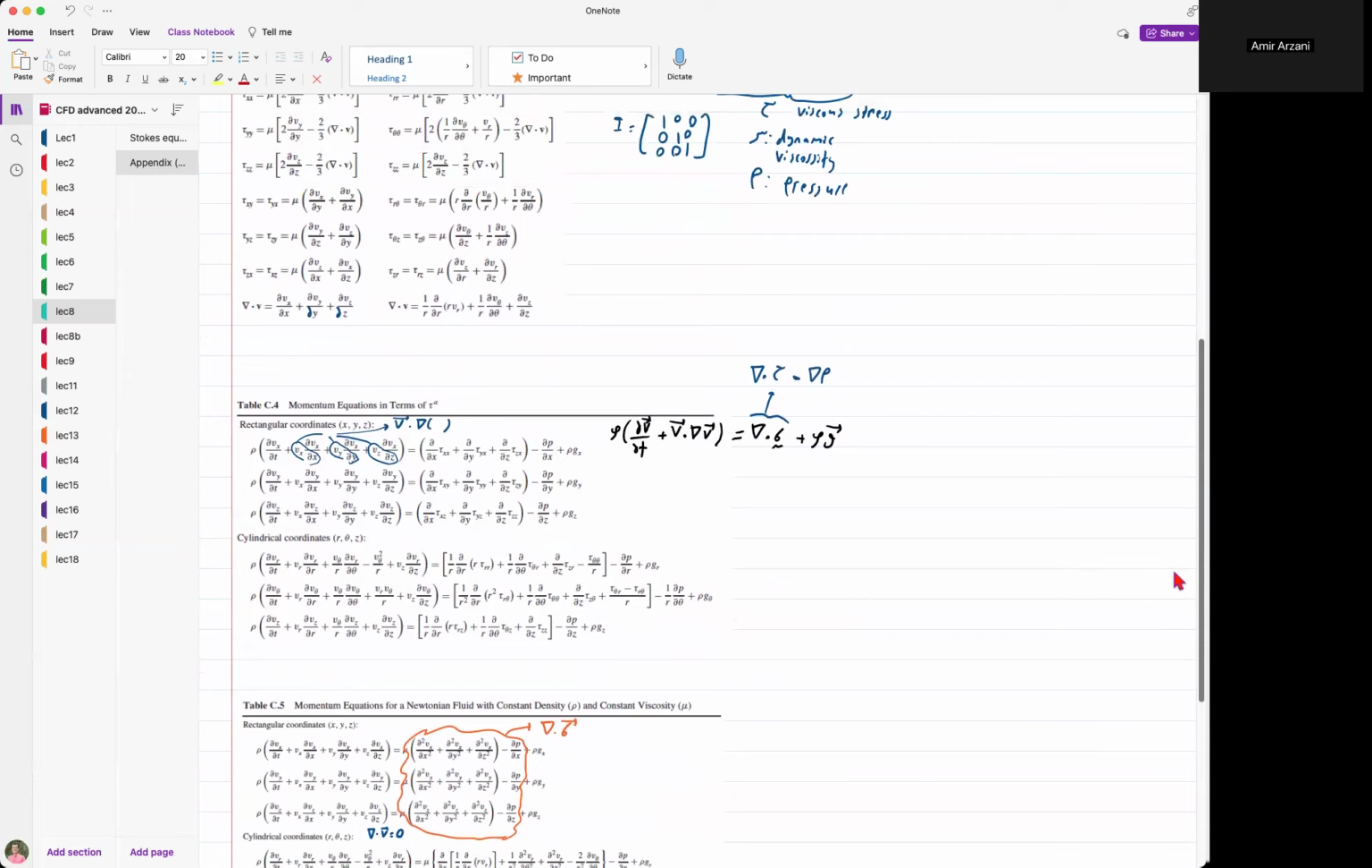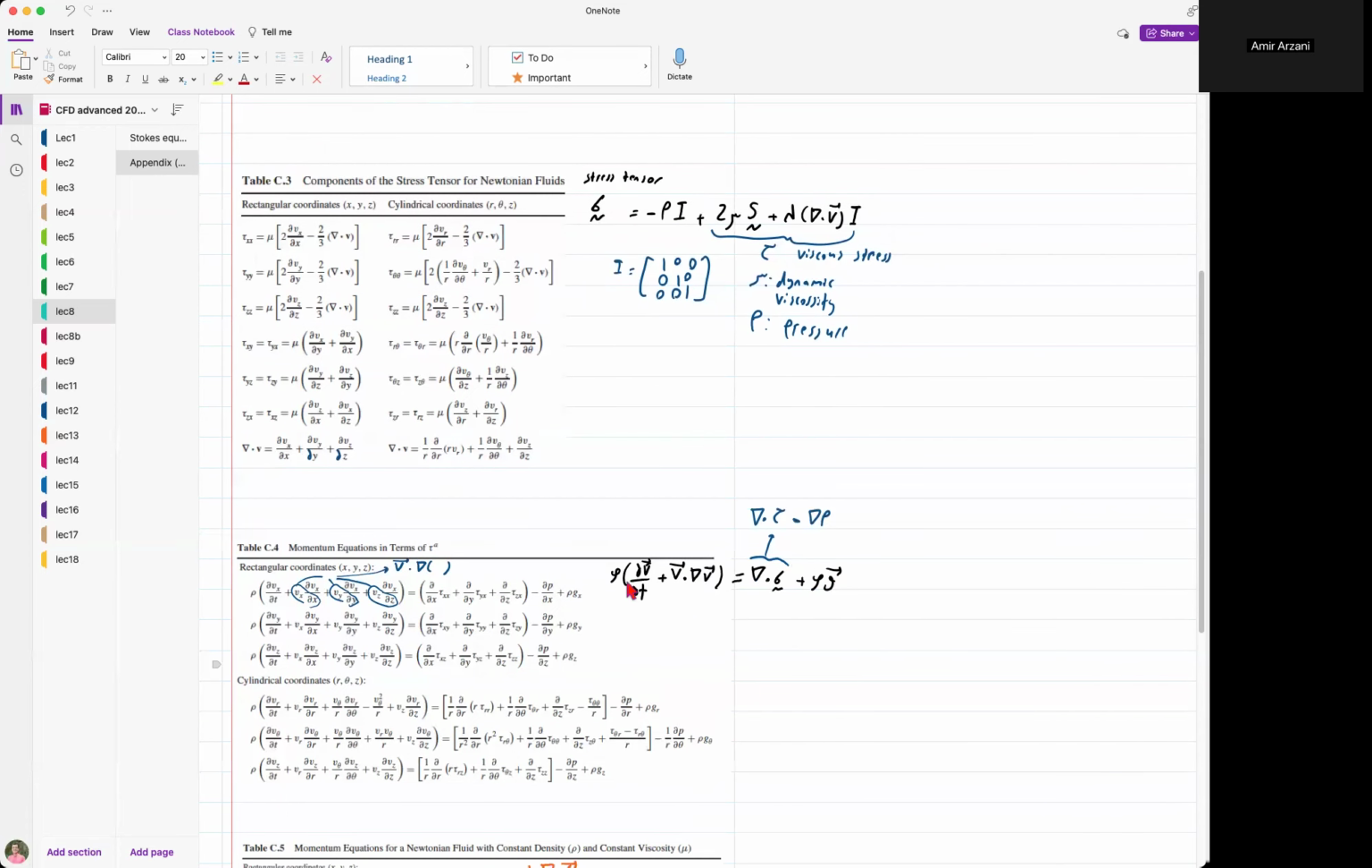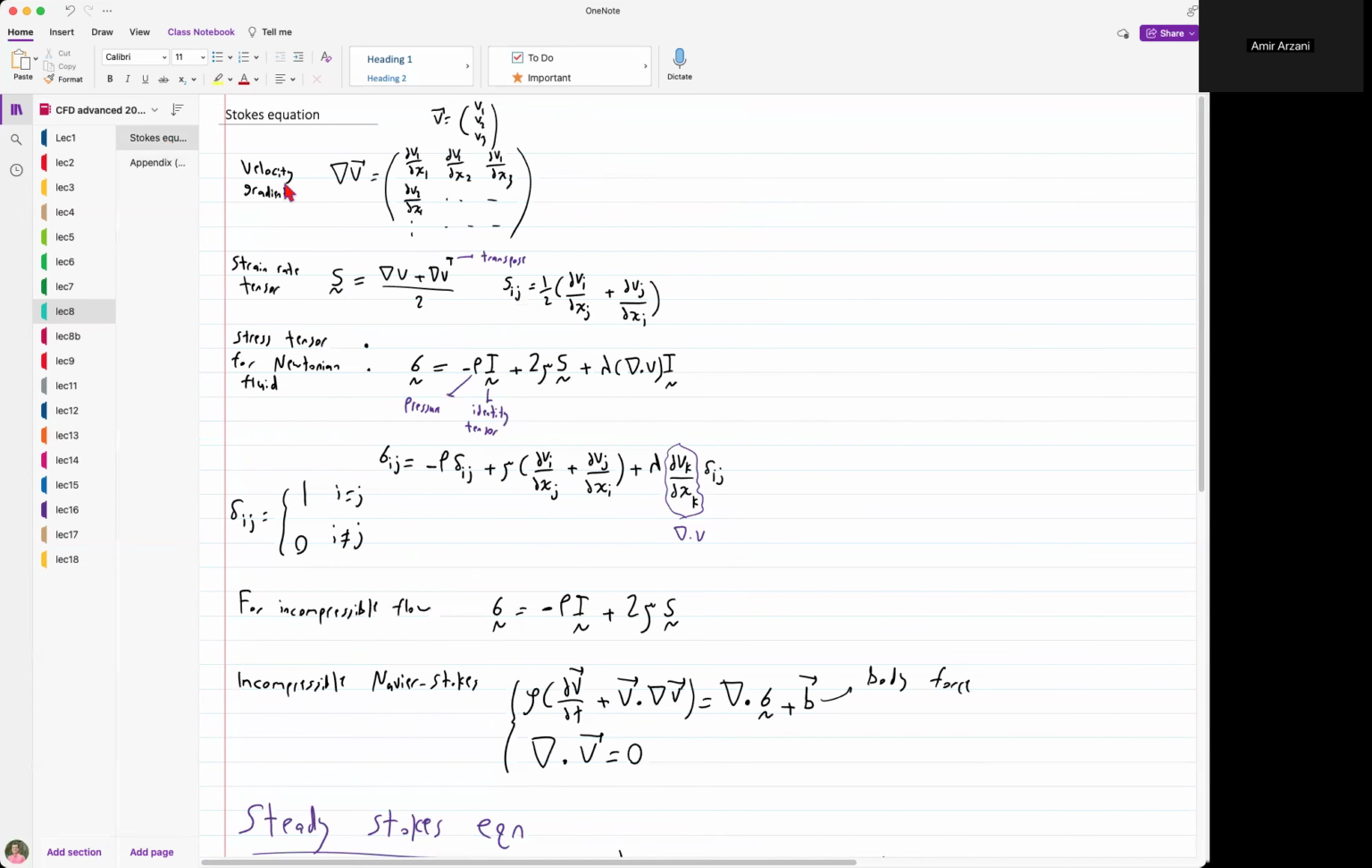Okay, great. So now we're going to be using this notation for the rest of this lecture. So we have the velocity gradient. V is going to be our velocity. So V1, V2, V3 are the velocity in X, Y, Z directions. We have the strain rate tensor. And then we have this constitutive equation that relates stress to deformation or rate of deformation. And we can have a compressibility effect.